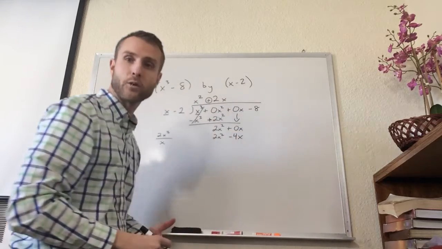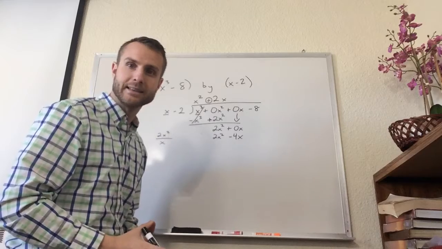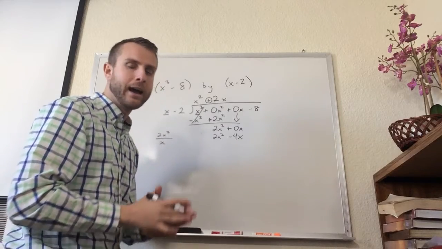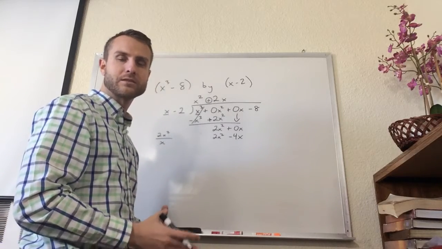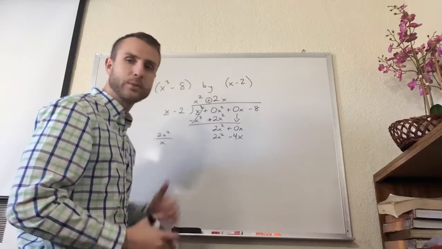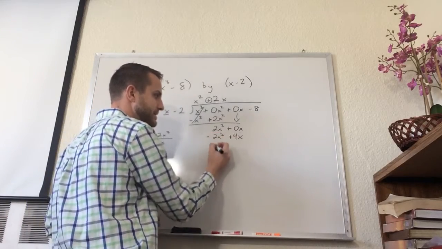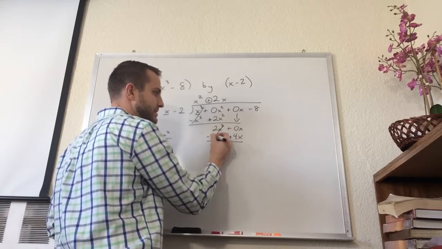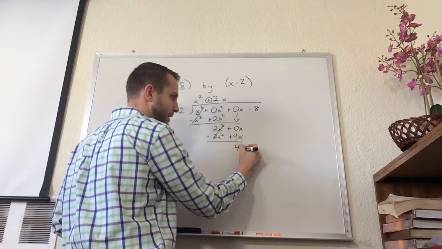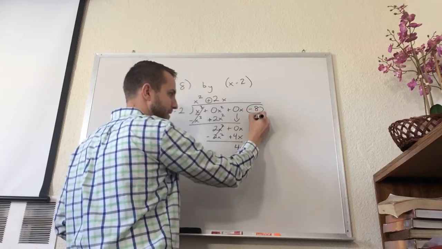And again, very important, change the signs. I cannot emphasize that enough. I have had so many students over the years miss these problems simply because they forgot to change the signs. So change these two signs. This should always cancel. 0x plus 4x is 4x. And then remember, always drop down the next one.